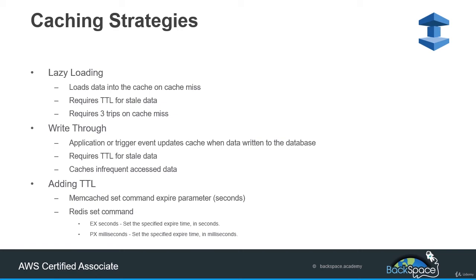Adding a TTL, so memcached and Redis both have the option there, through a set command, to specify an expire parameter. In memcached, it's in seconds, and in Redis, it is in either seconds or milliseconds. So in our set command, we have an EX parameter, which is the expire time in seconds, and the PX, which is expire time in milliseconds if you want it to expire very quickly. So when that expire time is up, then that data, that key value, is removed from the cache.